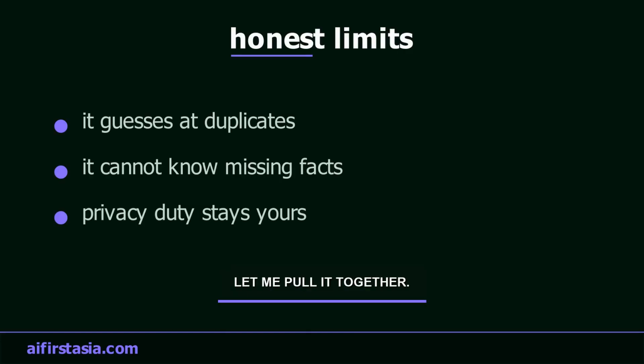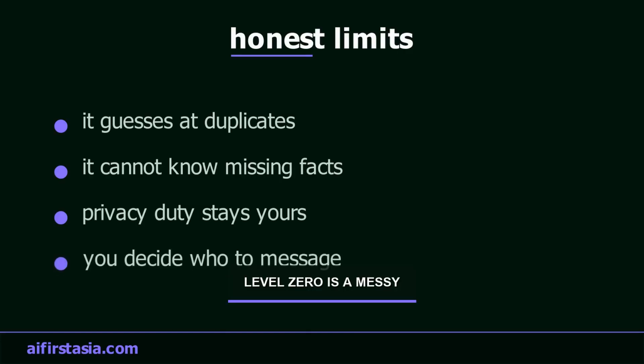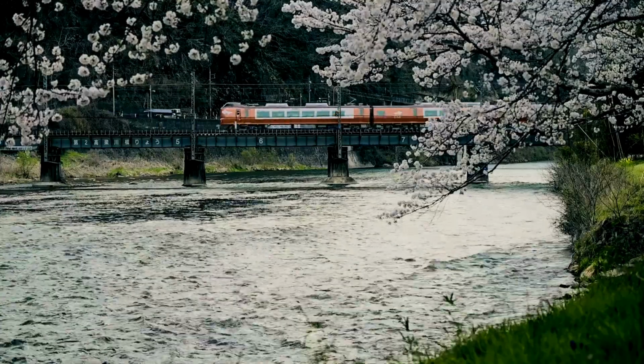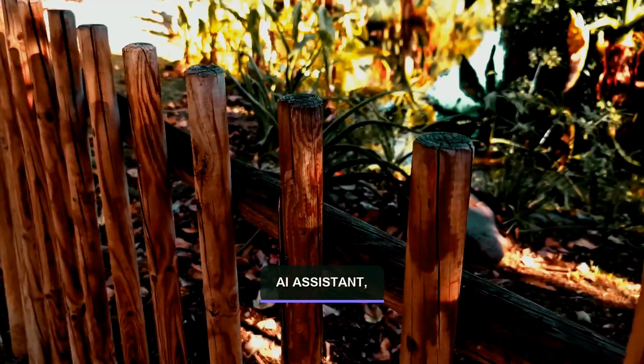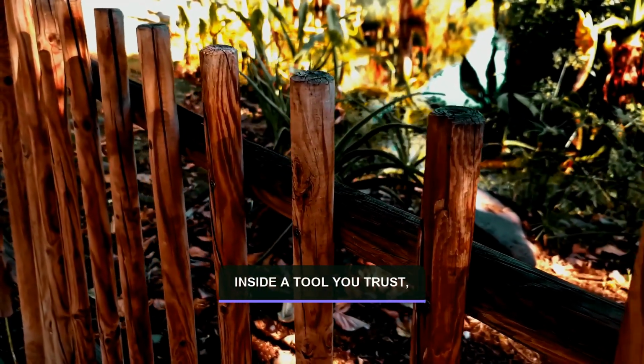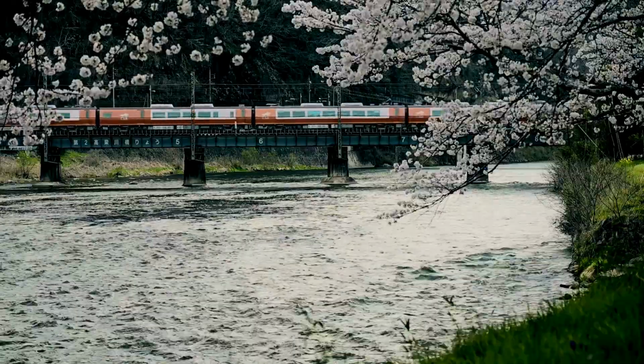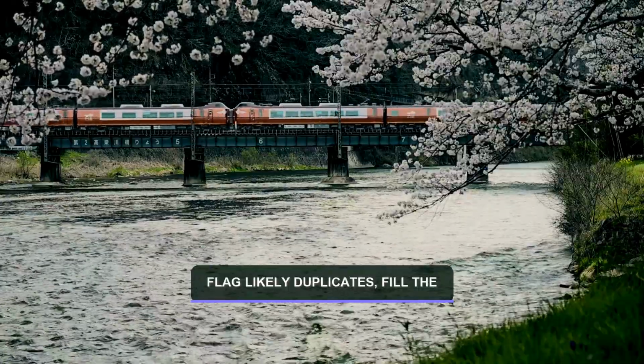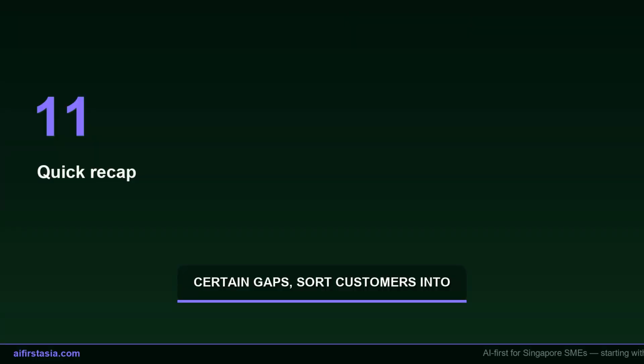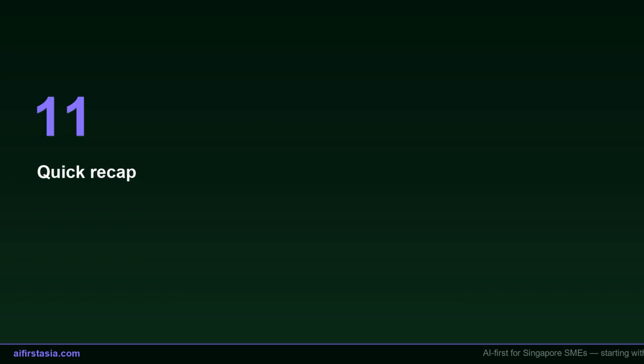Quick recap. Let me pull it together. Level 0 is a messy customer list full of duplicates, inconsistent formats, and gaps, so painful to use that you abandon your most valuable asset. Level 1 is briefing an AI assistant, inside a tool you trust, to standardize the formats, flag likely duplicates, fill the certain gaps, sort customers into groups, and draft a re-engagement message while you review every change and hold every decision. The workflow is 5 steps.